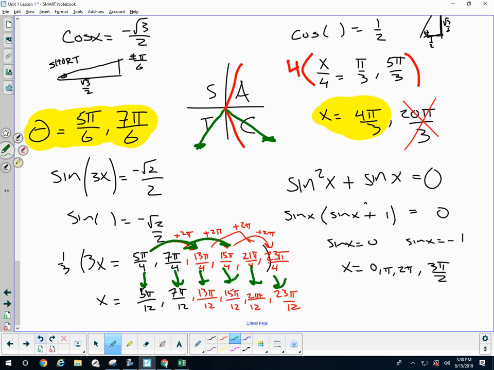Finally, this one, again, we factor. We have an equation set equal to 0. We have 2 equations after we factor that we solve. One is sine 0, at the horizontals, and sine -1 at the vertical on the bottom.